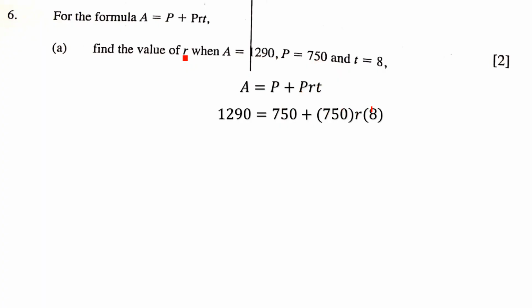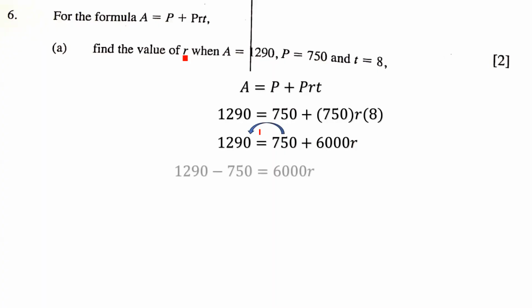What is 750 times 8? 750 times 8 is going to be 6,000. Remember, our goal is still to find the value of R. So let's send the 750 over the equal sign. It was positive, so when we send it over, it's going to be negative. So it's going to be 1,290 minus 750. We can subtract, so 1,290 minus 750 is going to be 540.